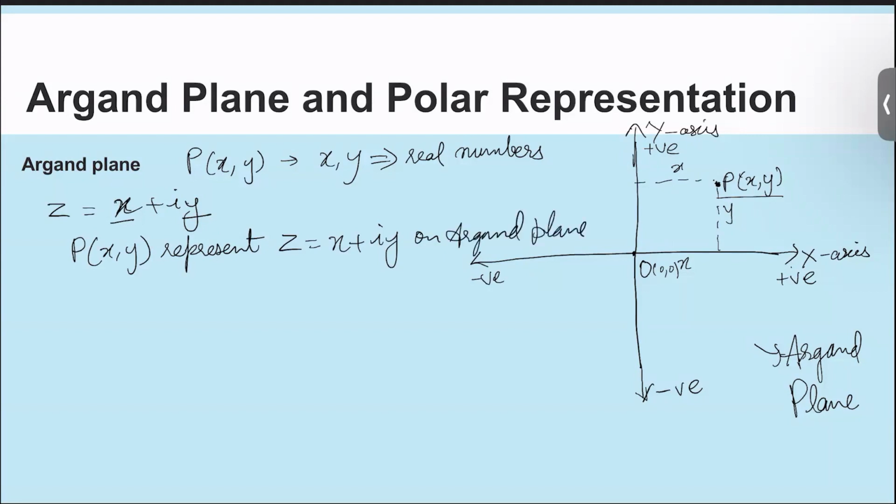This Argand plane is similar to what you have in the Cartesian system. You have positive x, positive y, and so on. Similarly, if a point is given on the xy plane, you can write it in terms of complex numbers also. Okay, so let's see some examples.